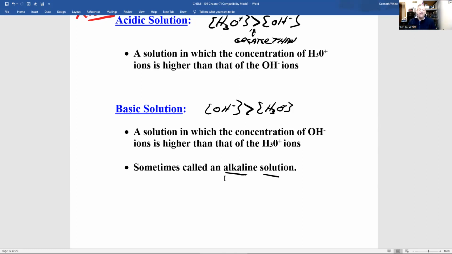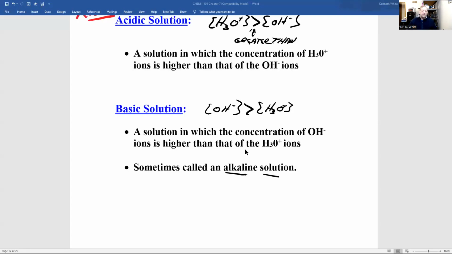Now, long ago, batteries used to be made with acid in there. And now we have batteries which are called alkaline batteries, because they have basic solutions. In this battery, if I were to put it in water, the hydroxide ion is greater than hydronium. That's why it's called an alkaline battery. So basic solution, hydroxide greater than hydronium.